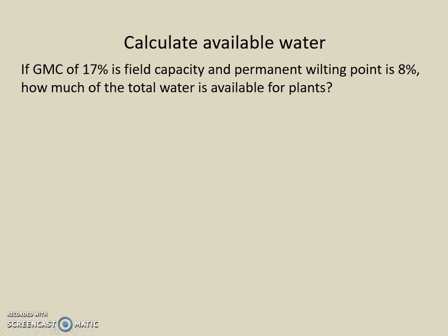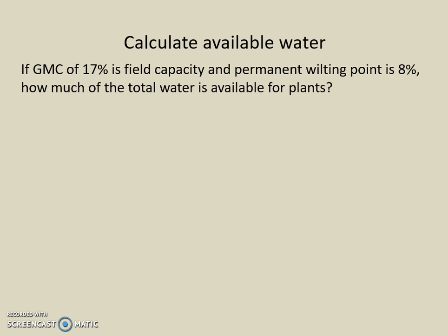We could also calculate available water on this site to answer another question. If the 17% gravimetric moisture content that I just calculated is field capacity and permanent wilting point is 8%, how much of the total water is available for the plants?